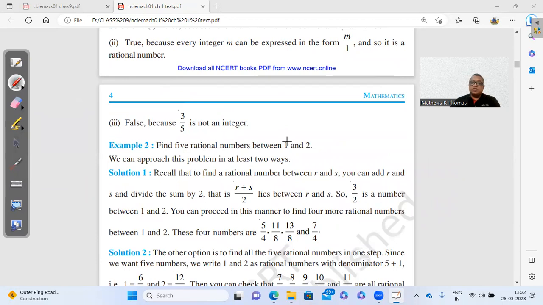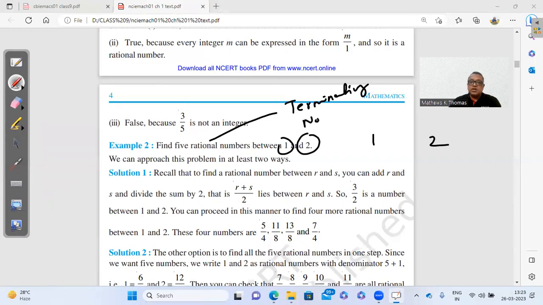So here they've asked us to find numbers between 1 and 2. There are infinite numbers lying between them. So what are rational numbers? Rational numbers could be any number which is a terminating number, or it can be a fraction which will give you a non-terminating but repeating decimal expansion.